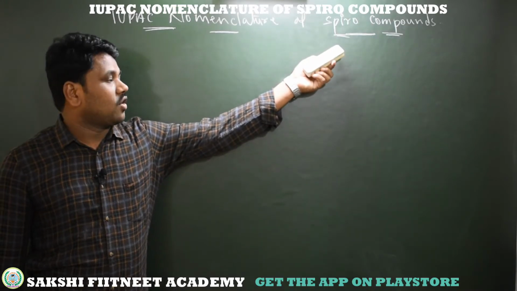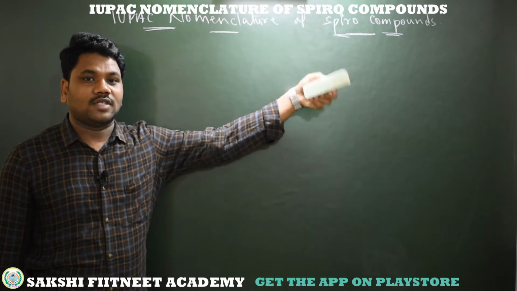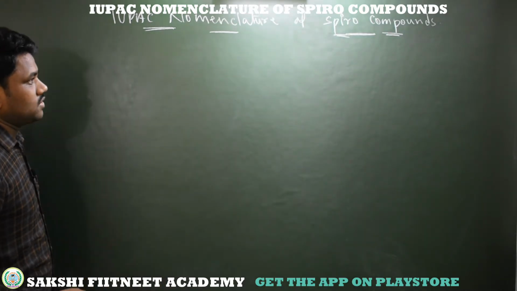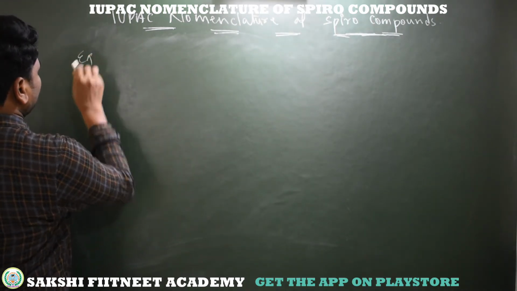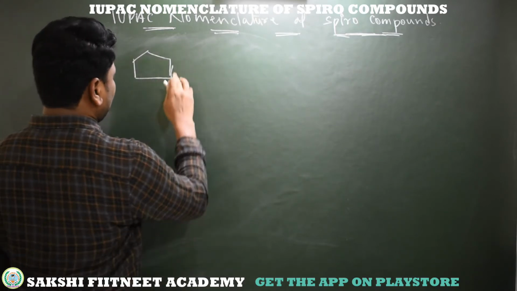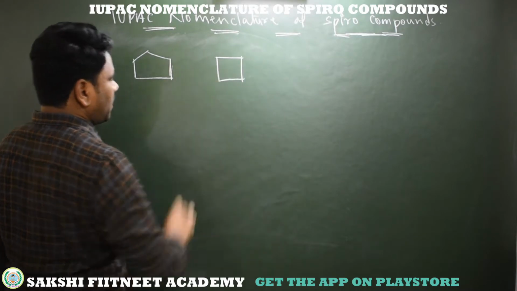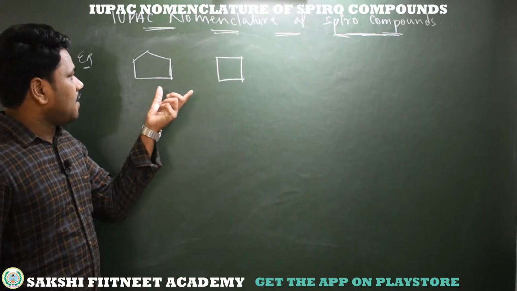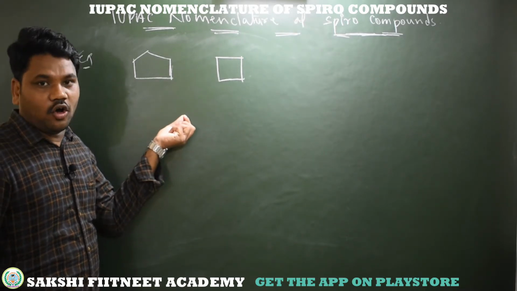What are spiro compounds? In our recent video we learned about what are bicyclo compounds and their IUPAC nomenclature. So now we'll be discussing spiro compounds. To understand clearly what are spiro compounds, here I am taking an example. This is a cyclopentane and here I am taking another compound, that is cyclobutane. These are alicyclic rings. I am just joining these two alicyclic rings with a single common carbon.